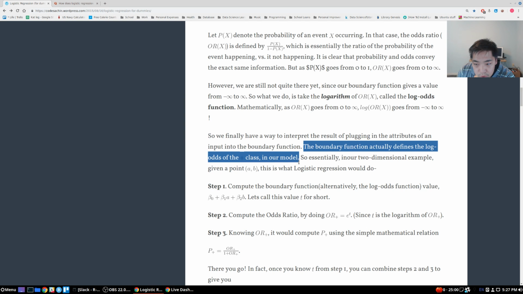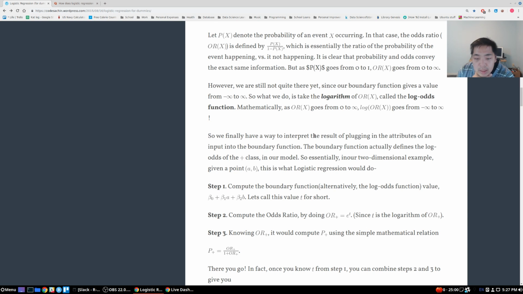So we finally have a way to interpret the result of plugging in the attributes of an input into the boundary function. The boundary function actually defines the log odds of the plus class in our model.